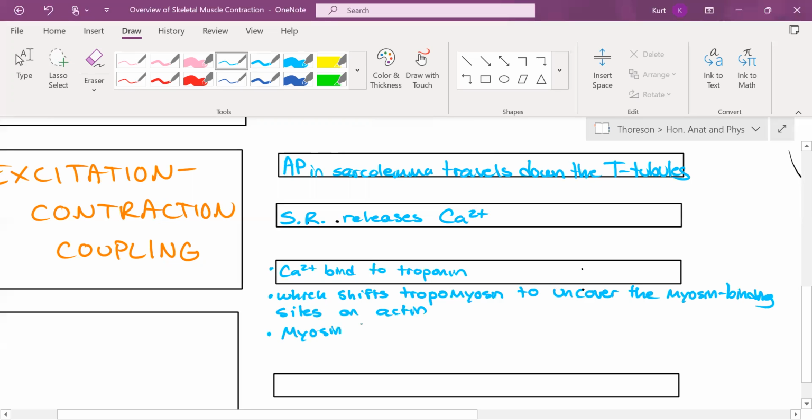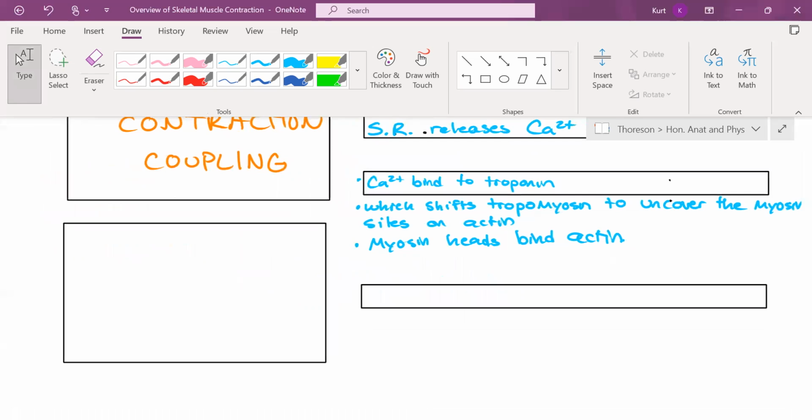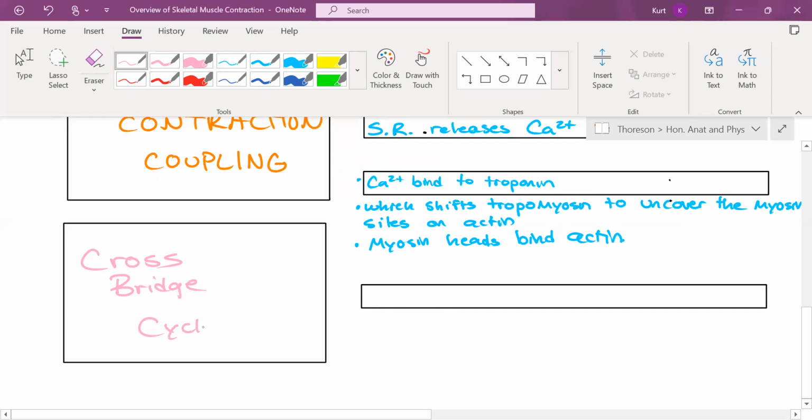Myosin heads bind actin. All right. And the last part really doesn't need any further explanation because it's all that's left. Cross bridge cycle. We have contraction occurs via cross bridge cycle.